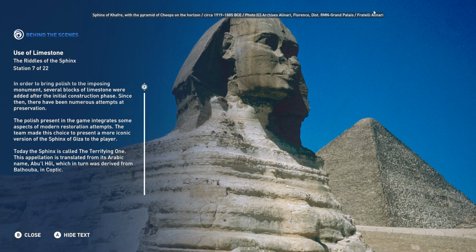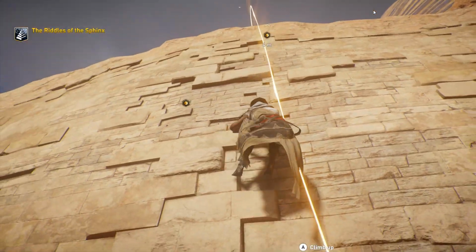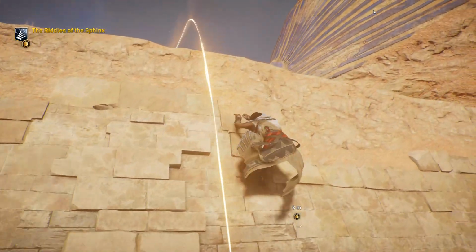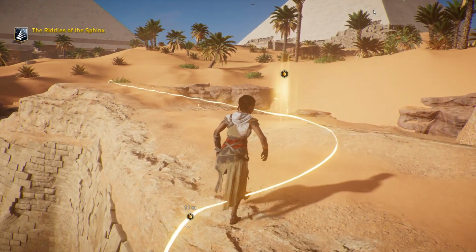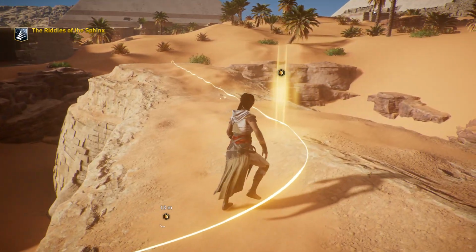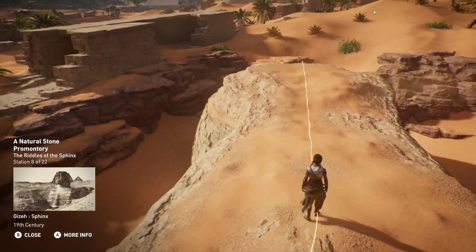Since then, there have been numerous attempts at preservation. The polish present in the game integrates some aspects of modern restoration attempts. The team made this choice to present a more iconic version of the Sphinx of Giza to the player. Today, the Sphinx is called the Terrifying One. This appellation is translated from its Arabic name.